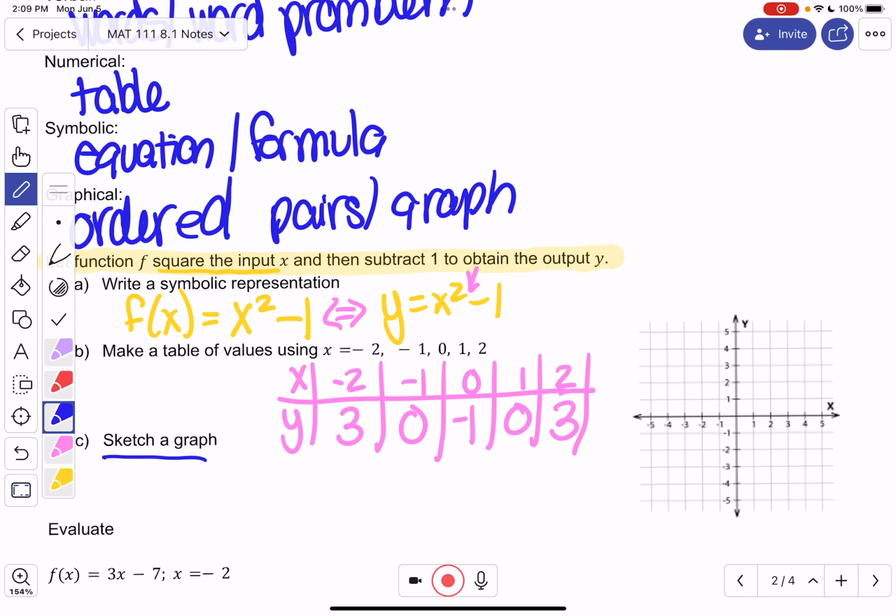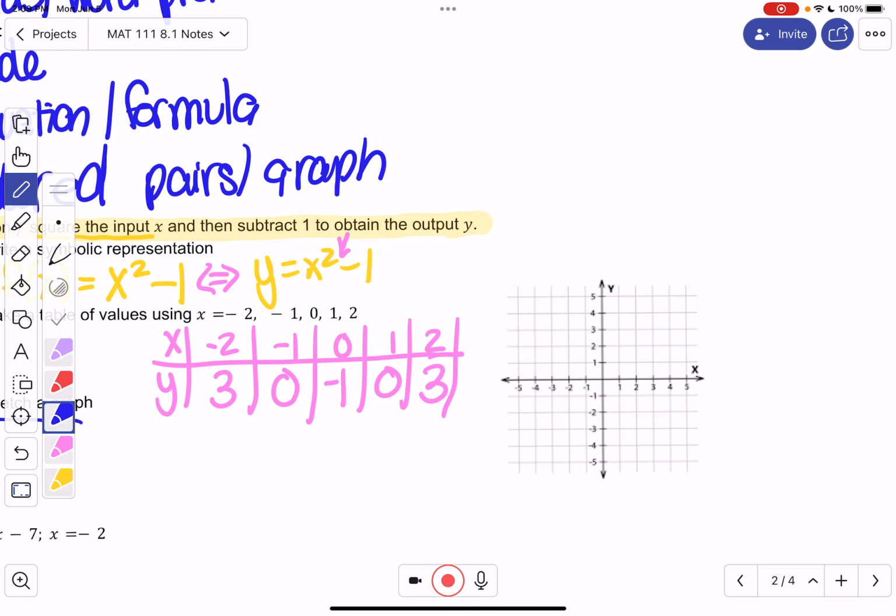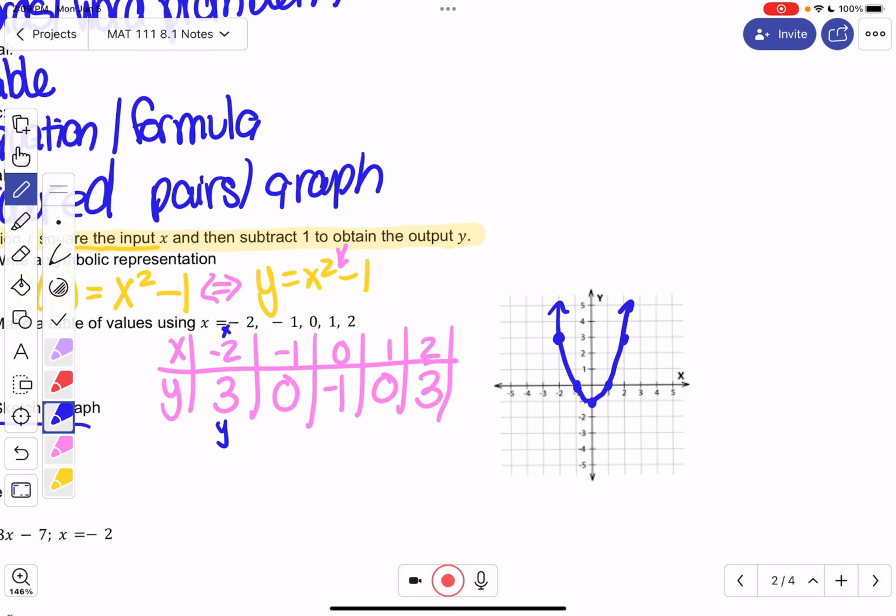And then sketching a graph would just be putting those points. So if this is our x and this is our y, that first point is (-2, 3). The next point would be (-1, 0). The next point would be (0, -1). (1, 0), (2, 3), and that right there would be our graphical representation.